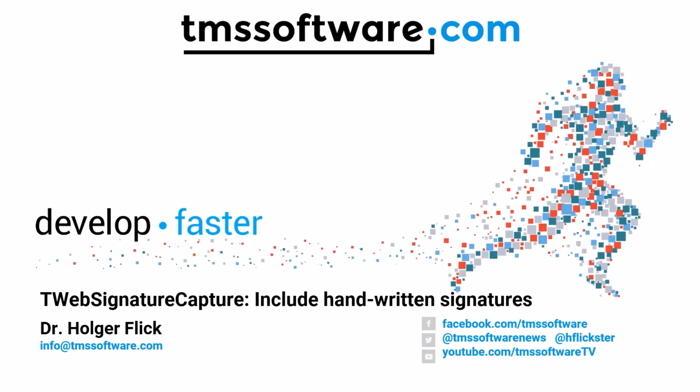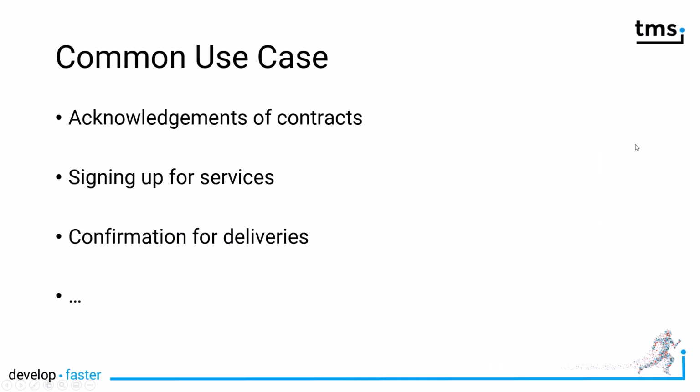Welcome to the introduction of a great new control for TMS WEB Core. TWEBSignatureCapture allows you to include handwritten signatures in your web applications. Common use cases for handwritten signatures are acknowledgments of contracts, signing up for services, or confirmation for deliveries. Of course, as it is a web application, this gives you exactly the flexibility that you need.